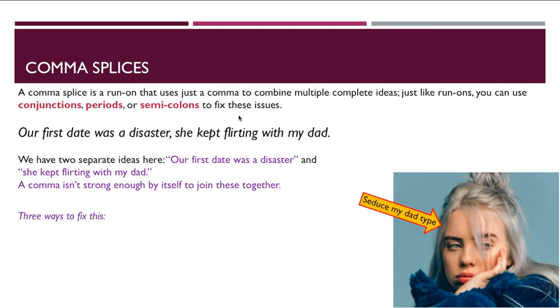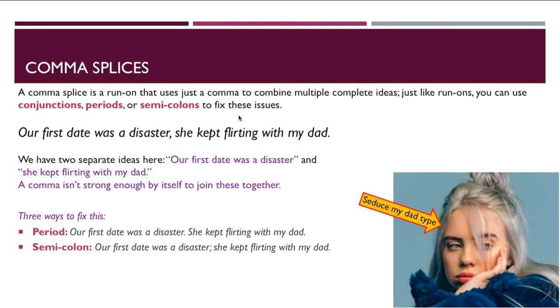It sure isn't. There's 3 ways to fix this. 1. A period. Our first date was a disaster. She kept flirting with my dad. 2. A semicolon. Our first date was a disaster; she kept flirting with my dad. And 3. Conjunction. Our first date was a disaster because she kept flirting with my dad. Yikes.